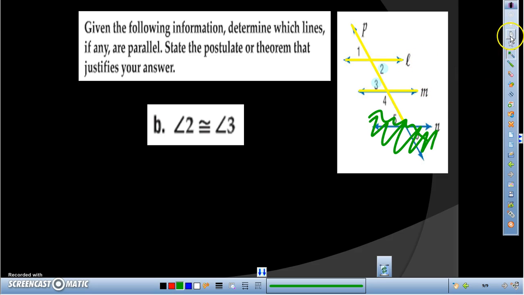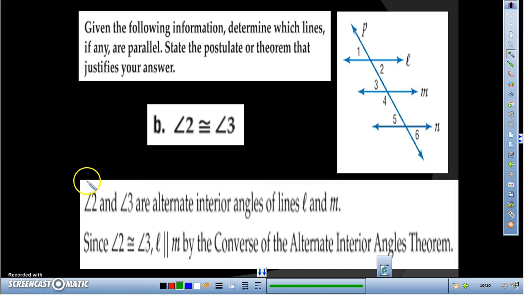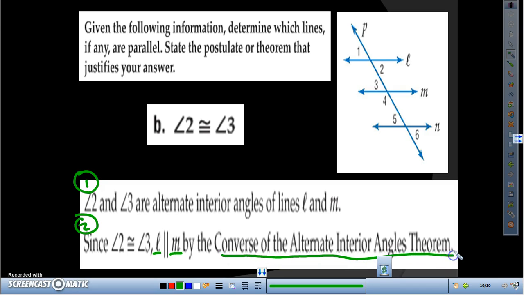So again, I've got my 2 statements that I'm going to make here. My first statement, what are they? And then my second statement, since they're congruent, what lines are parallel? L is parallel to M. And then what did you use as far as a theorem to make your claim? Okay, so tell me what's the relationship, and then based on that relationship, what do I know? All right.